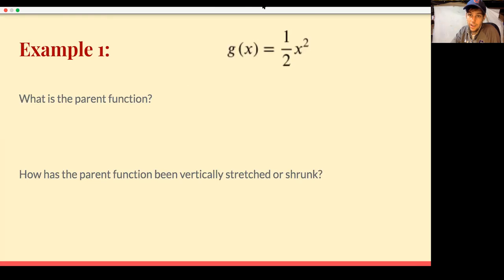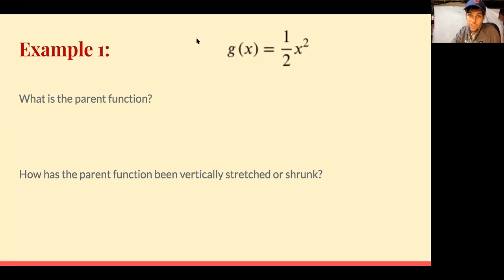All right, let's go ahead and do this again with just the equation rather than kind of examining the graph. So we have our function, g of x is equal to 1/2 of x squared. That's a quadratic. We'll go ahead and name our quadratic function right there.